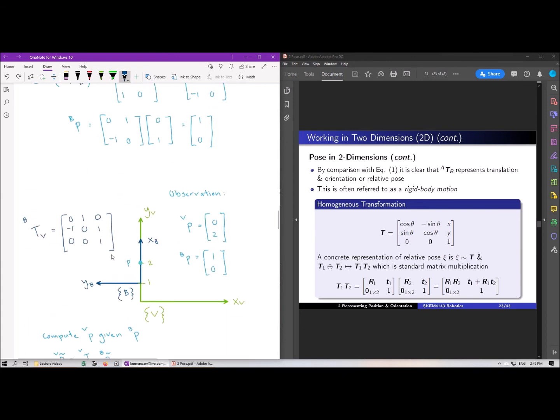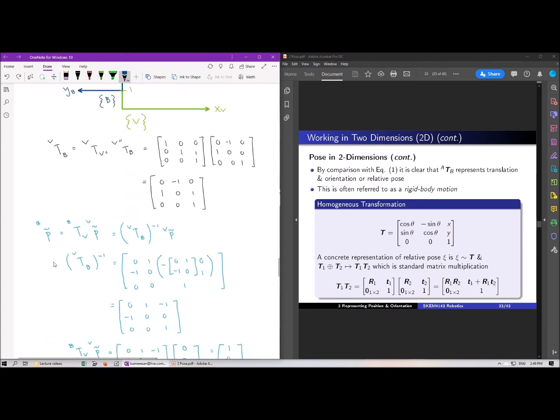Oh, no. Because so this is 0, minus 1, 0, 0, 1. This is 1, 0. And the origin is below the origin, right, of B. So this is minus 1. Minus 1. So it's minus 1, 0. Okay.